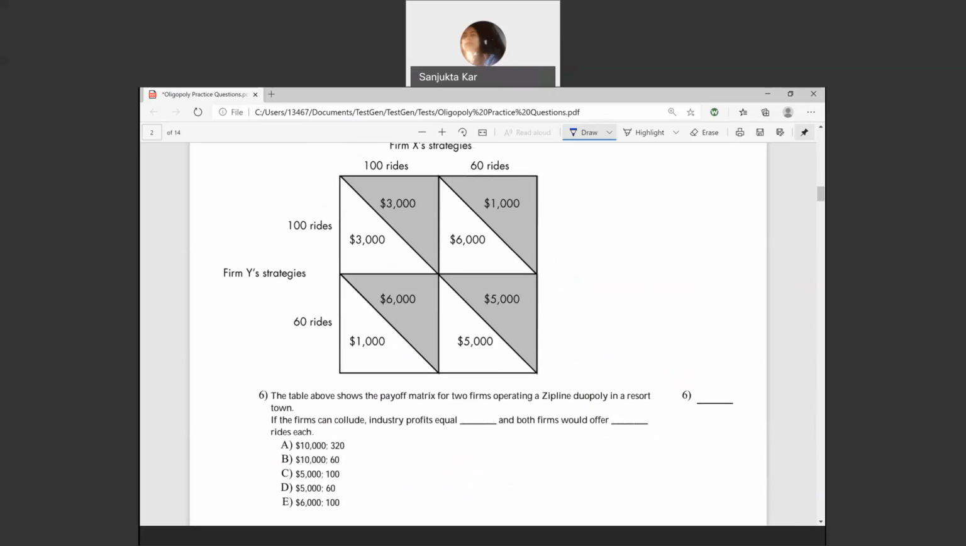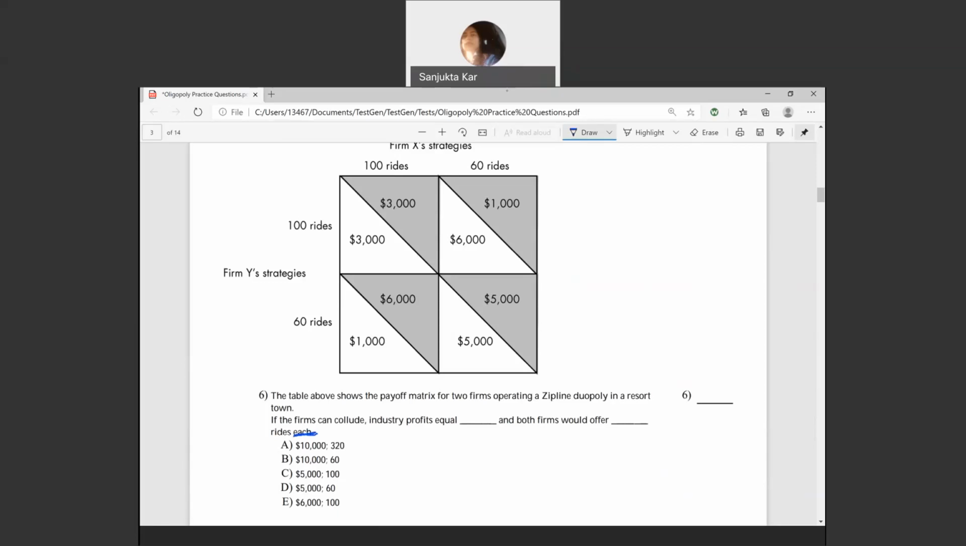Going to question number 6 here. Let's see what they're asking us to do. Here we have a payoff matrix for two firms operating a zipline duopoly in a resort town. If both firms collude, what will be the industry profit? And both firms would offer how many rides each? Okay. What is the Nash equilibrium here?